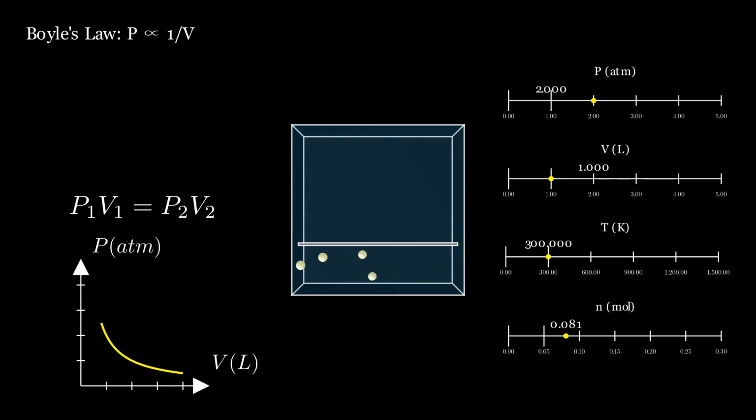Now, we compress the gas by pushing the piston downward. As the available volume shrinks, gas particles collide with the walls more frequently and with the same energy. This results in a rise in pressure. Boyle's law tells us that pressure and volume are inversely proportional. When one goes up, the other goes down, always keeping their product constant.